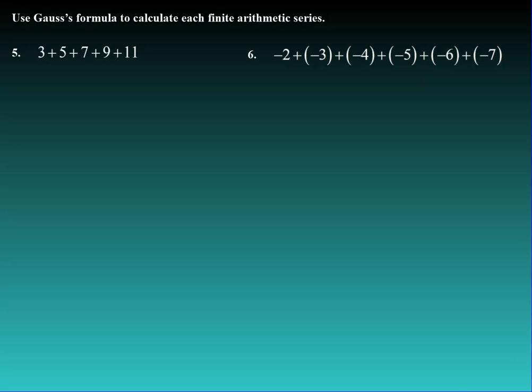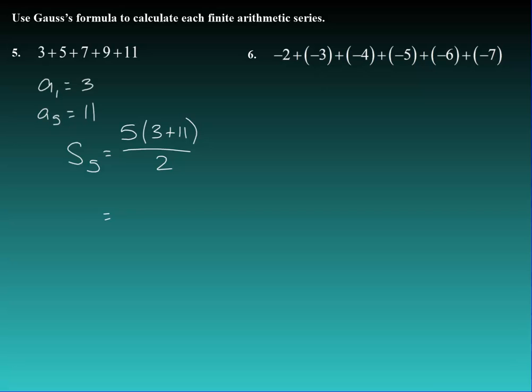Let's apply that formula to a bunch of other things. Use Gauss's formula to calculate each finite arithmetic series. So number 5: we have 3 plus 5 plus 7 plus 9 plus 11. The first term is 3. The last term, in this case the fifth term, is 11. The formula says S sub 5 is equal to the term number times the first term plus the last term, all divided by 2.